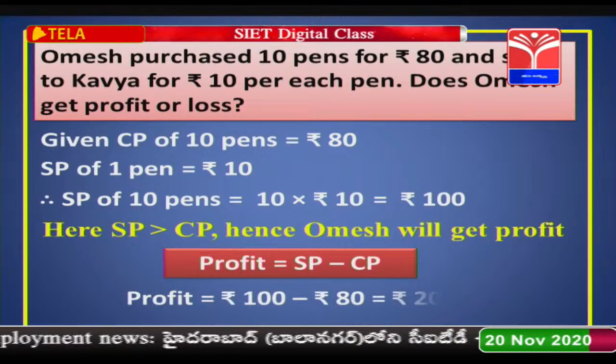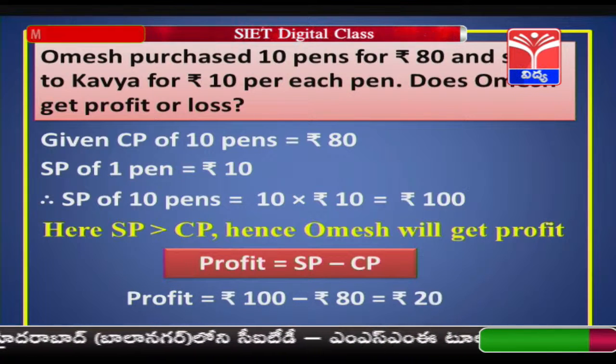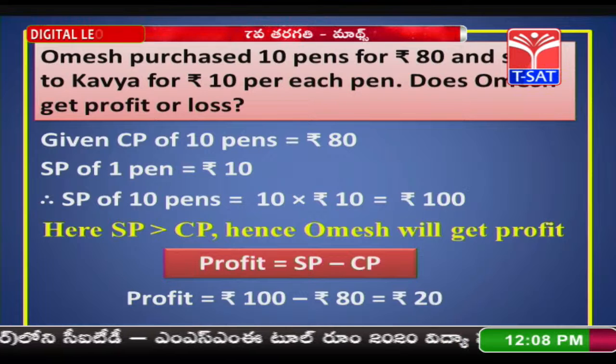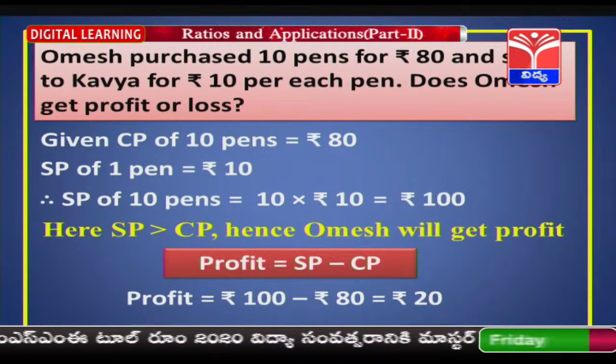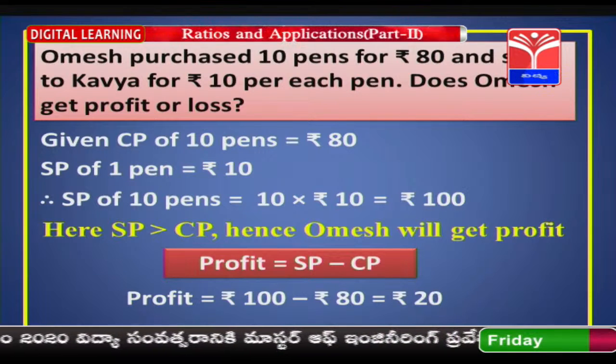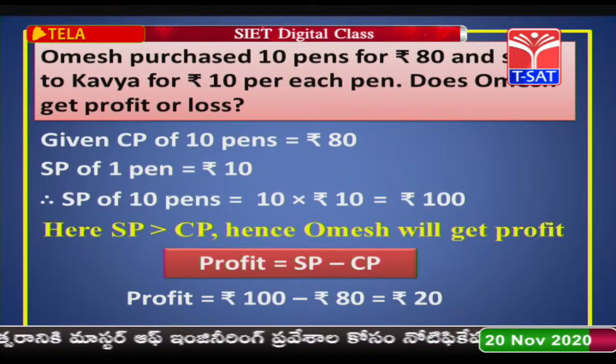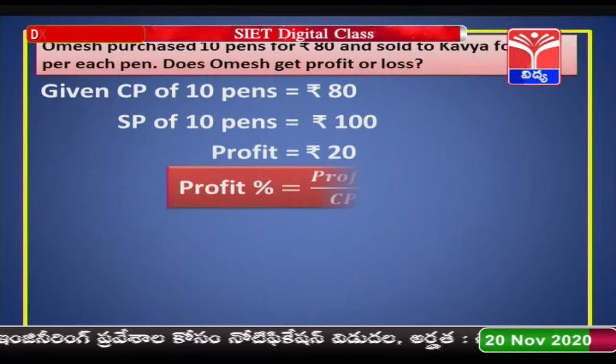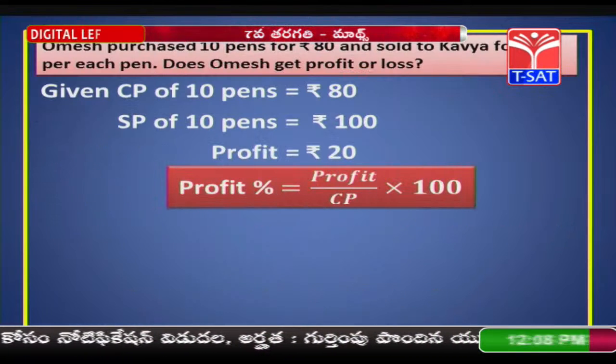Now, let us substitute the values of selling price and the cost price. So, we get 100 minus 80, which is 20 rupees. So, Umesh got 20 rupees profit. Let us see what is the profit percentage he got.